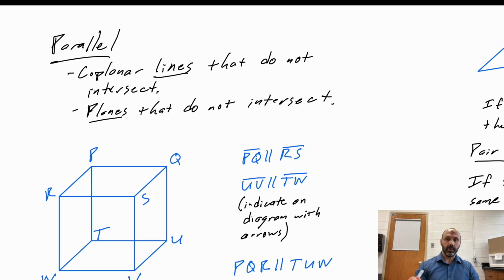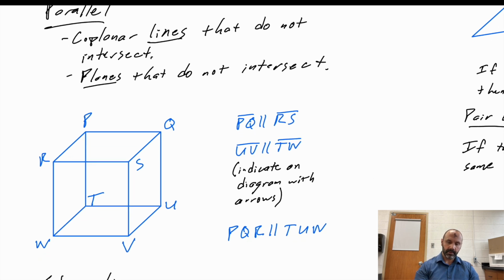If two lines are coplanar and they do not intersect, then that means that they are parallel. So some examples of parallel lines here. PQ is parallel to RS. They are in the same plane, or rather, there's one plane that can encompass both of them, right? And they don't intersect. Also, UV and TW. We could also say like RS and TU. The plane that they're in is not drawn, but there would be one plane that would encompass the two of them, and they're parallel to each other.